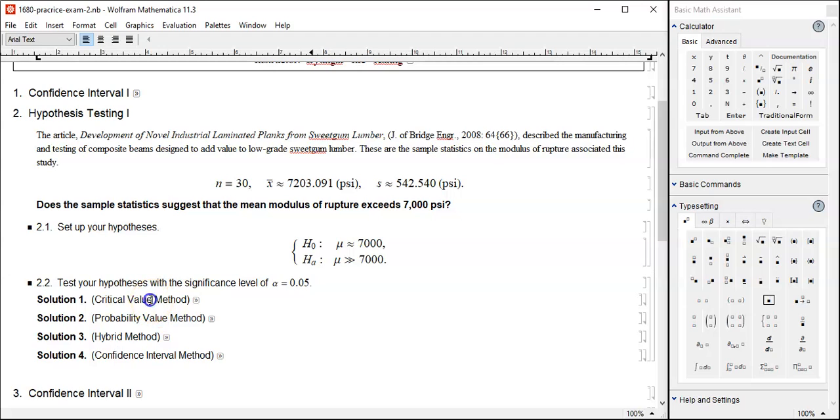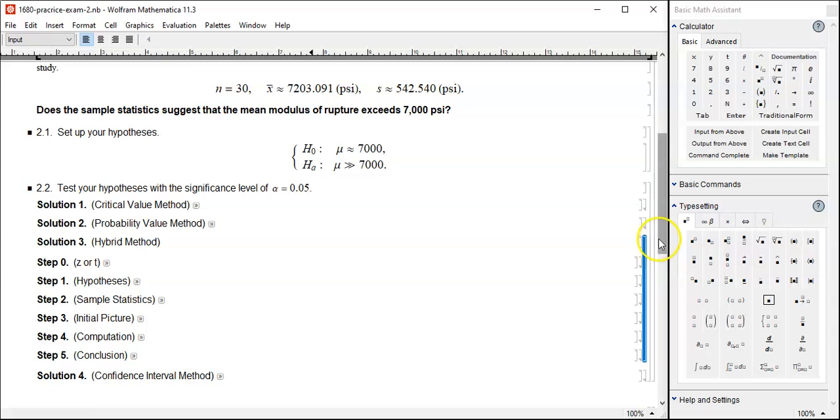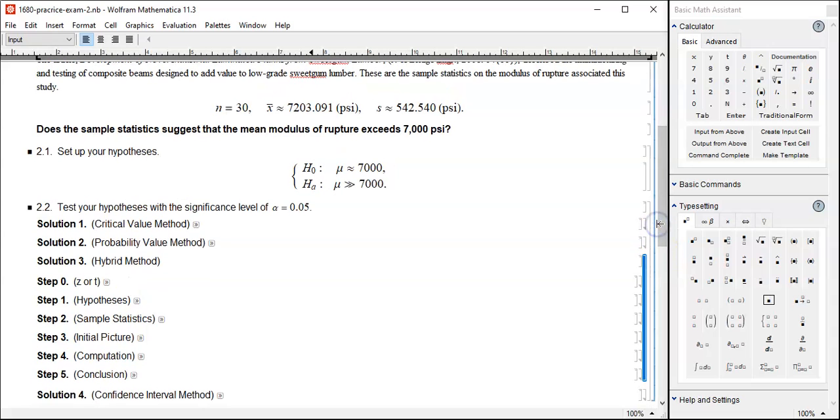Hybrid: partly critical value, partly probability value. We do both, which means we find out the t-statistic, and then we also find out the critical value. Our textbook author covers this method as well. Call it the classical approach, I think.